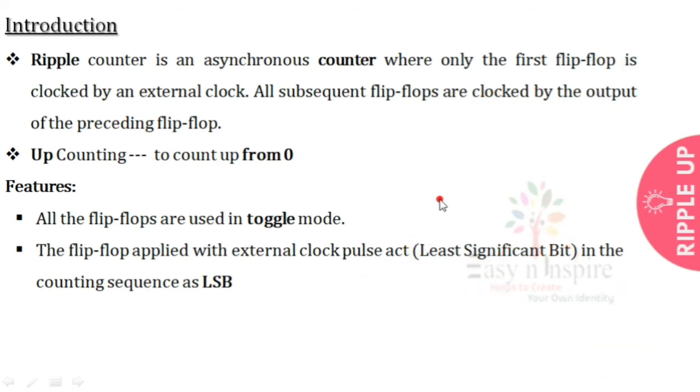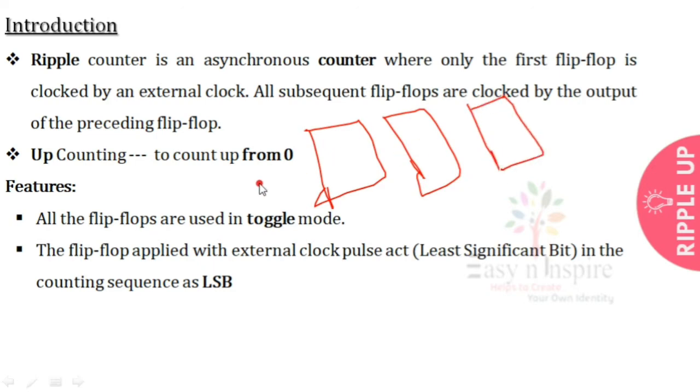One more important point: consider again I am taking 3 flip-flops like this, and the clock is applied to the very first flip-flop, and it is going to produce some output. Now, whatever output you got here, Q bar, right? So this is Q bar in every flip-flop, Q bar, again Q bar.